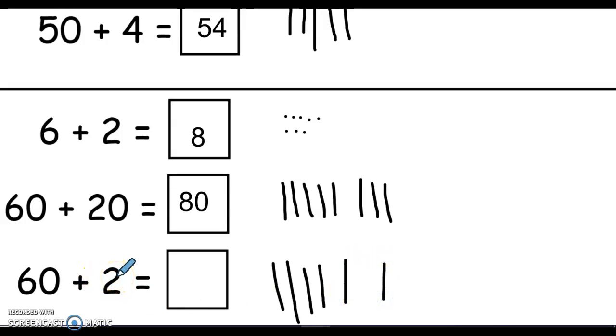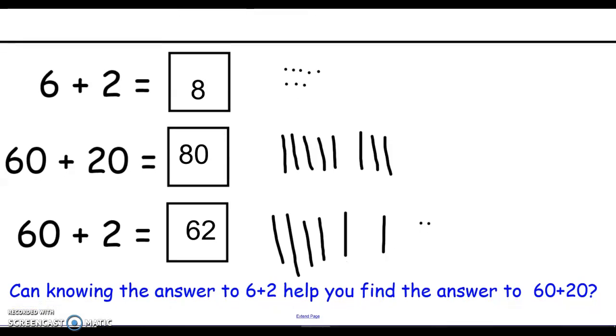Now, 2. Does that have any tens? Nope, it's just ones. So we need 2 ones. 1, 2. Let's count it out to find our answer. 10, 20, 30, 40, 50, 60, 61, 62. Now, what is different about this answer? Yep, it does not include an 8 like the other two.